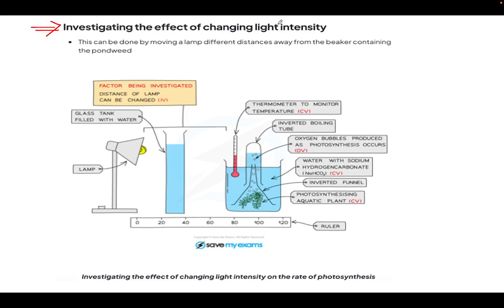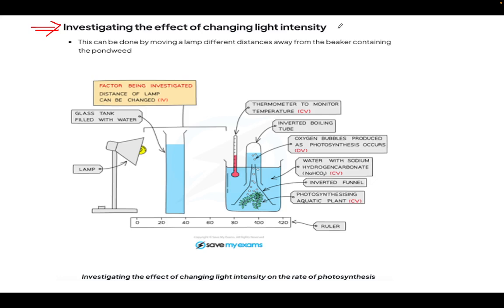If you say investigate, what do we keep the same? Because light is the only thing we are changing, the temperature should be kept the same. Carbon dioxide should be kept the same. Those are going to be our control variables. If someone says investigate the effects of changing light intensity, you're only changing light intensity. Temperature should be the same. Carbon dioxide should be the same. Amount of water should be the same. I'm only changing the light intensity.